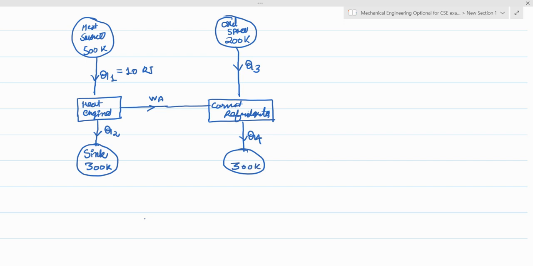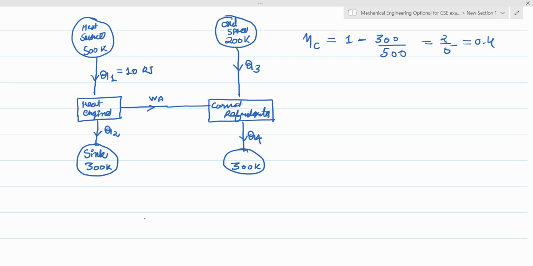Now first thing in this connected system is we have to first find the efficiency of heat engine. So efficiency of a Carnot engine is equals to 1 minus sink temperature, that is 300, divided by source temperature, that is 500, that is 1 minus 3 by 5 is equals to 2 by 5. That is equals to 0.4.